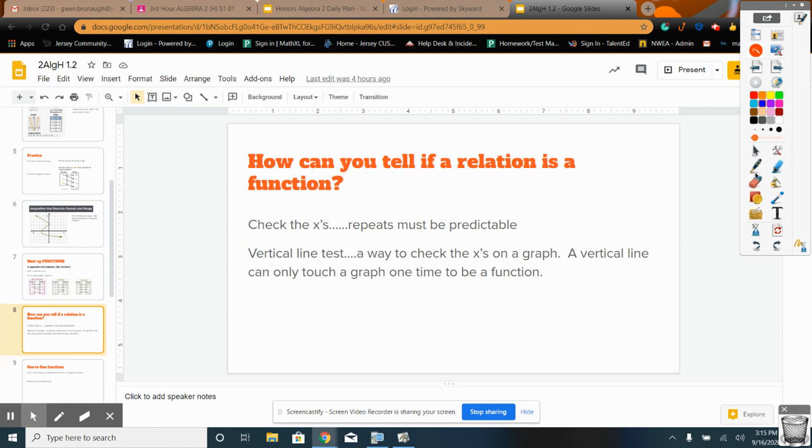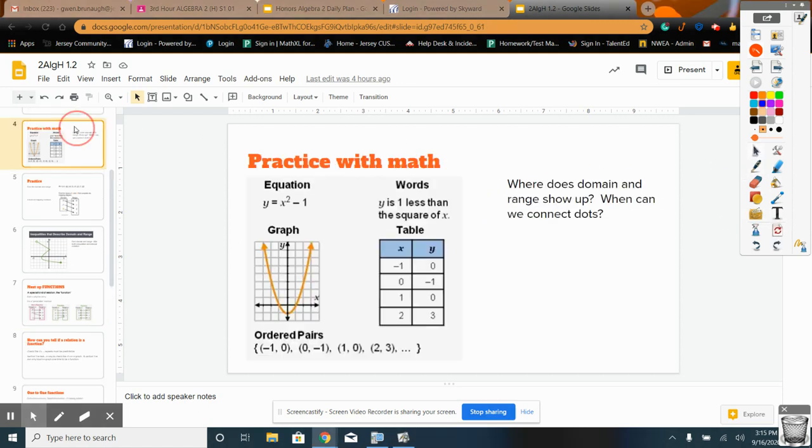So how can you tell if a relation is a function or not? Well, the easiest thing to do is just to check the x's. All you do is check the x's. If any x repeated, it has to be a duplicate. So let's go back to this first guy up here. I check the x's. None of these x's repeat. So it has to be a function.